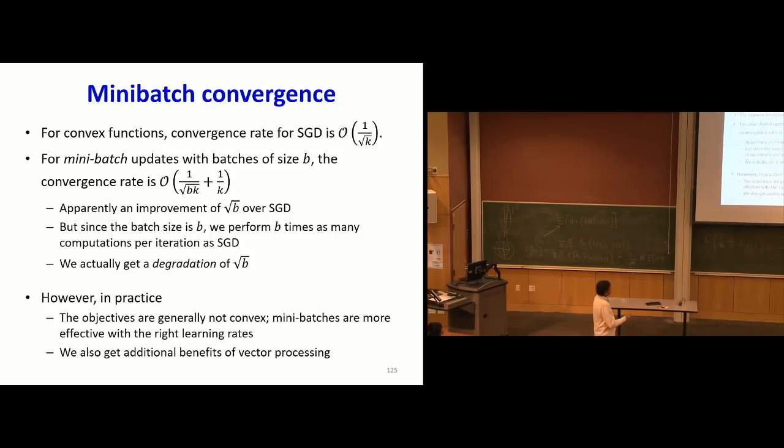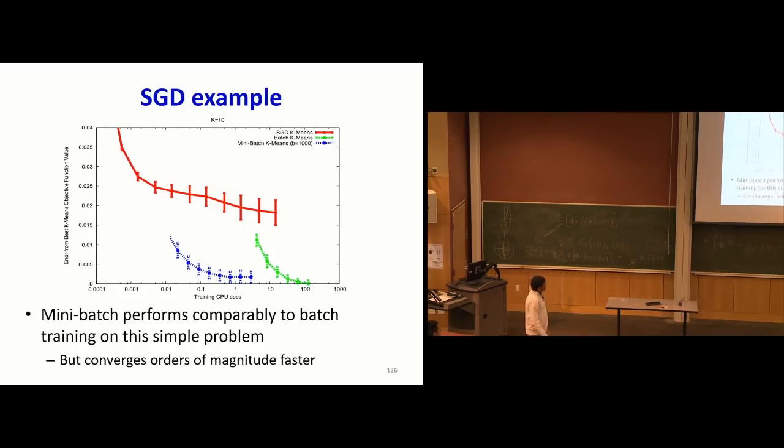So when you take that into account, you actually end up with a degradation of square root of b in terms of convergence rate with respect to stochastic gradient descent, which is kind of nutty, right? However, in practice, the objectives tend to be not convex. So mini batches with appropriate learning rates end up being much more effective, and you also get the additional benefits of using matrix libraries and such like.